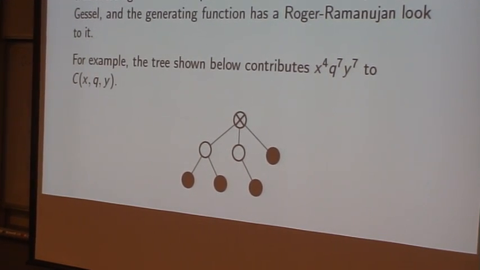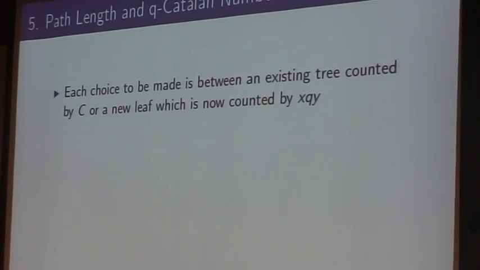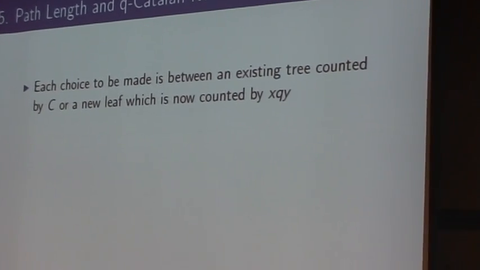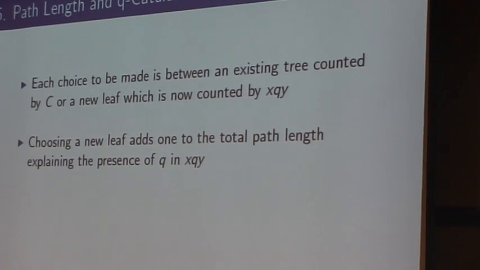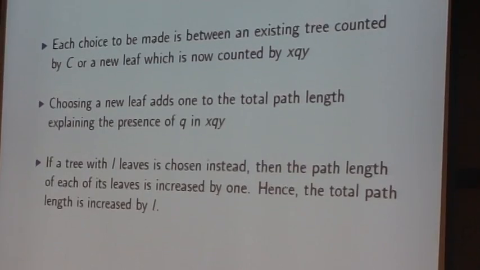X is the number of leaves, that's total path length, the number of vertices, and so on. Okay? So with this, each choice to be made between an existing tree counted by C or a new leaf is going to be counted by x, q, y. And then the ones that are non-leaf are going to contribute x, q, y again.